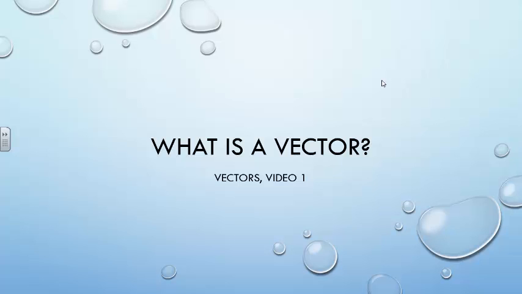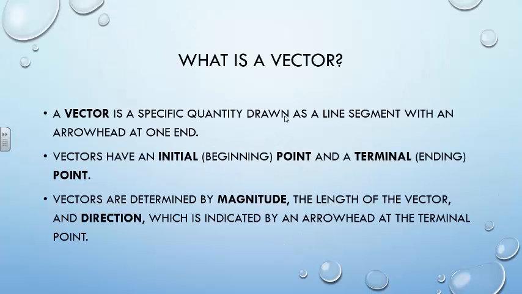So today we answer that age-old question, what is a vector? A vector is a specific quantity drawn as a line segment with an arrowhead at one end. Vectors always have an initial point and a terminal point. Vectors are determined by magnitude, which is the length of the vector, and direction, which is indicated by an arrowhead at the terminal point. So let's take a look at what these look like when we draw them.